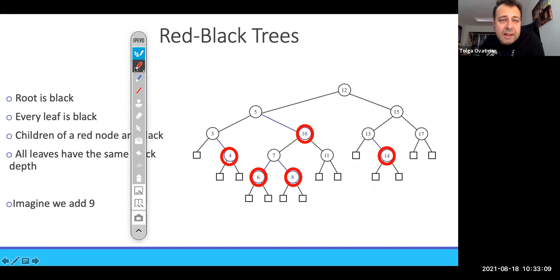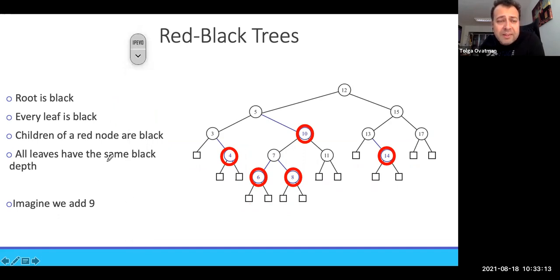Okay, and the next rule is what makes the tree balanced. All leaves have the same black depth. The black depth is when you start from the leaf, go towards the root and count the number of black nodes, it always should be the same, right? So this is quite balancing.